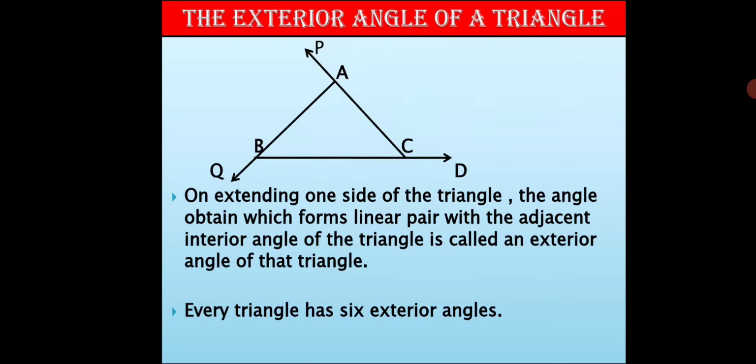So angle PAB and angle QBC are also exterior angles of triangle ABC. It means on extending one side of a triangle, the angle obtained which forms the linear pair with the adjacent interior angle of a triangle is called an exterior angle of that triangle. Every triangle has 6 exterior angles. So you can take any figure here and find out those 6 exterior angles. Okay students?